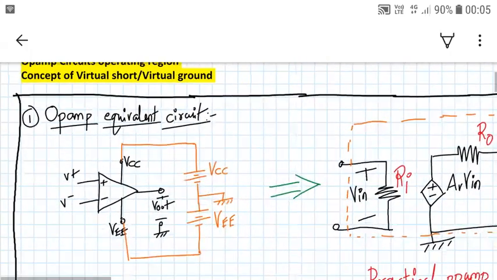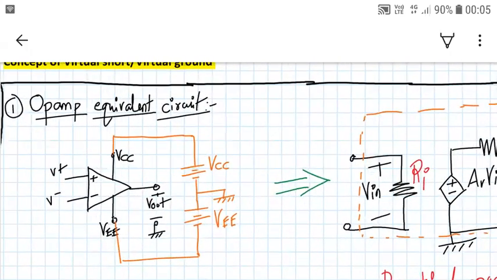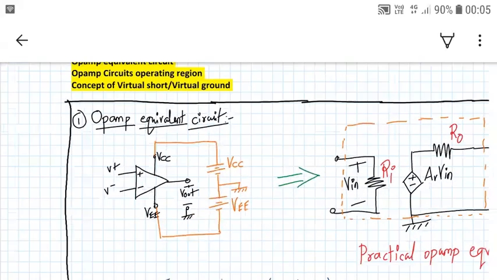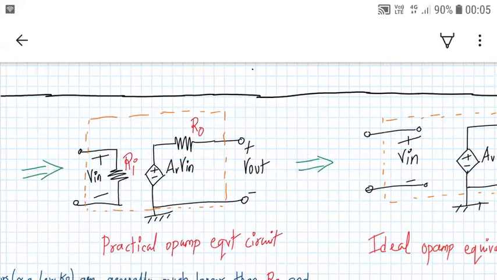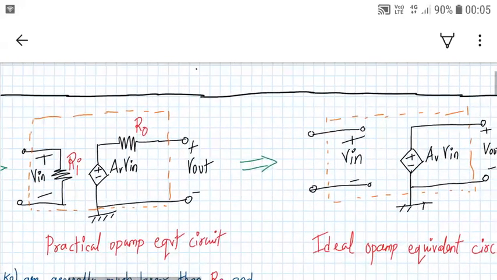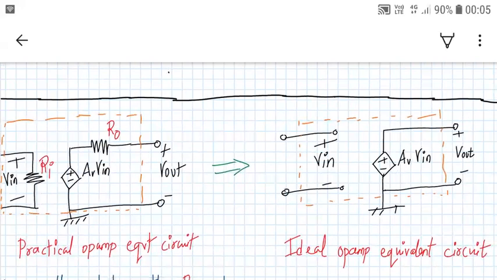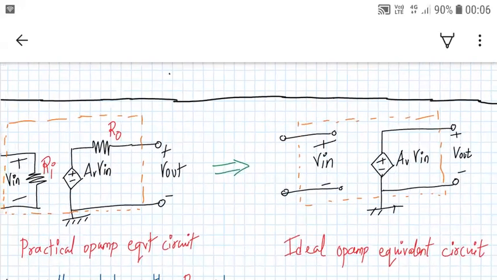So we have already studied the symbol of an op-amp. So this is my symbol having two inputs, the two power supplies and the output which is measured with respect to ground. And today we are going to study something new, that is a practical op-amp equivalent circuit. We haven't seen this before. We have seen ideal op-amp equivalent circuit. So let us consider that now.